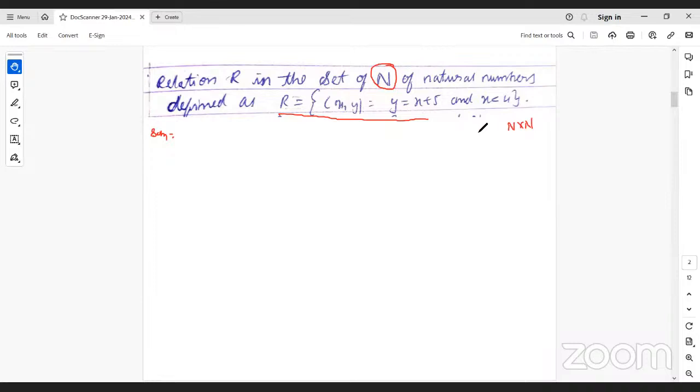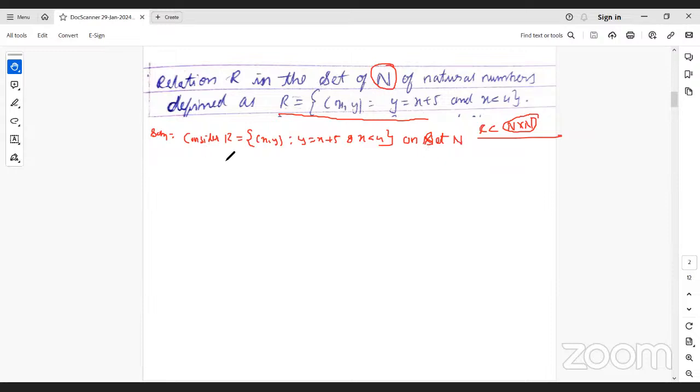So the Cartesian product will be N cross N, and R is defined on N cross N, the ordered pairs. Pay attention here further. First we are considering the relation. Whatever the question is given, you write it once again. R is equal to {(x, y) such that y = x + 5, and x < 4}, defined on the set of natural numbers N. A capital N indicates natural numbers.